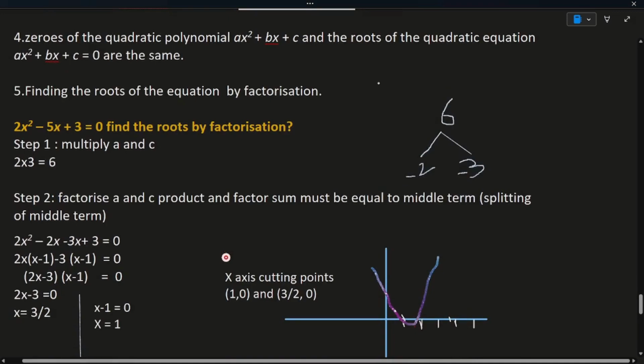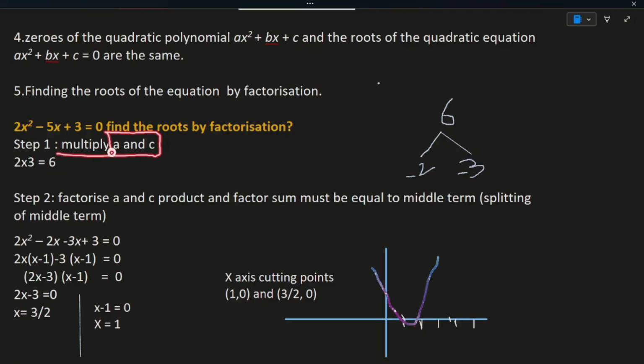In the factorization method, we have to keep in mind 2 steps. The first step is multiply a and c. Means I am comparing this quadratic equation with the general form of quadratic equation. In a place we have 2, in c place we have 3. In step 1, we have to multiply a and c. So 2 and 3, 2 3s are 6. I got 6 here. So step 1 has been completed.